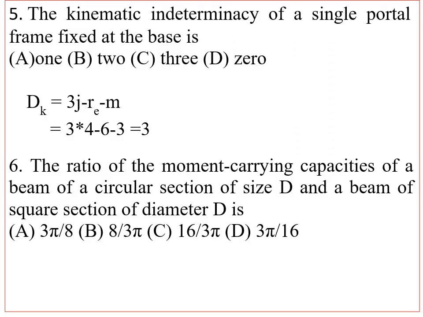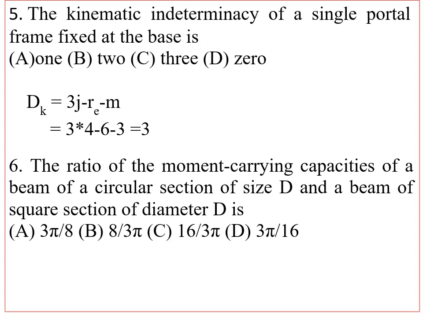The kinetic indeterminacy of a single portal frame fixed at the base is 3. The formula for kinetic indeterminacy is Dk equals 3j minus r minus m. For the single portal frame, j, the joints, equals 4, r, the reactions, equals 6, and m, the members, equals 3. And we get the answer 3.